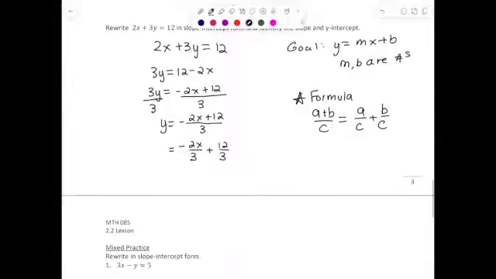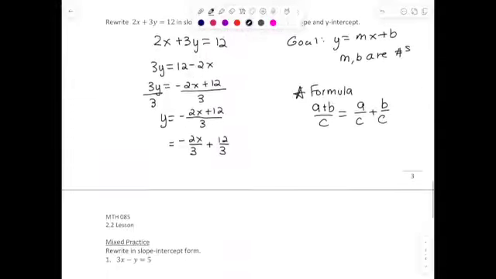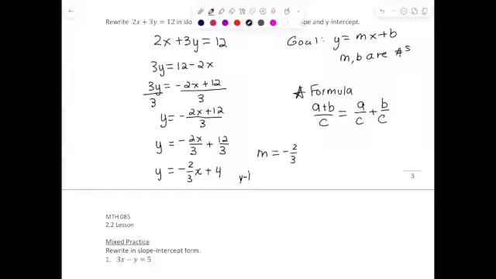Okay, now the last thing we want to do is simplify. I don't like to write it like this. I want to write it as -2/3 x, which we can do because x was in the numerator, plus, what's 12 divided by 3? 4. That is our final answer. So m is negative 2/3, and the y-intercept is (0, 4). b equals 4.